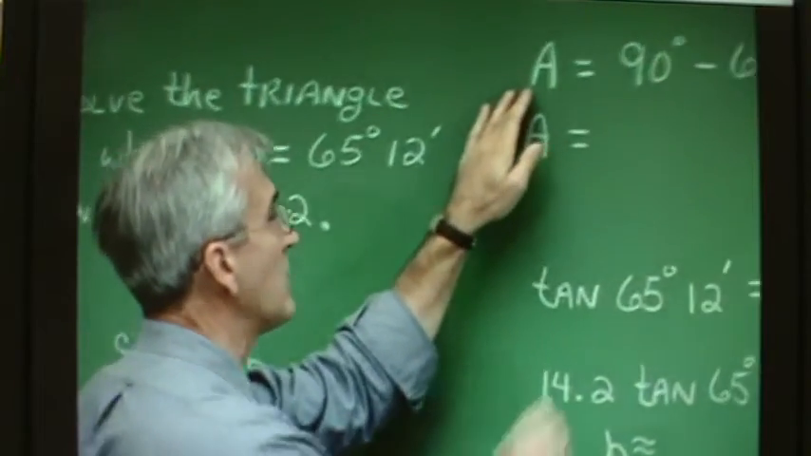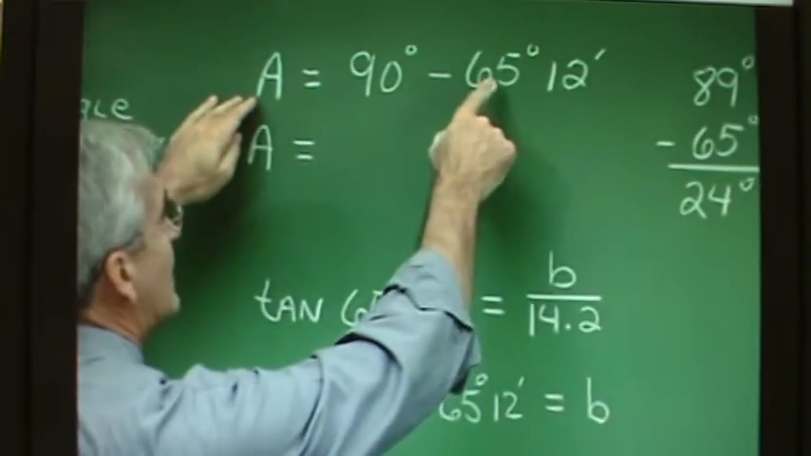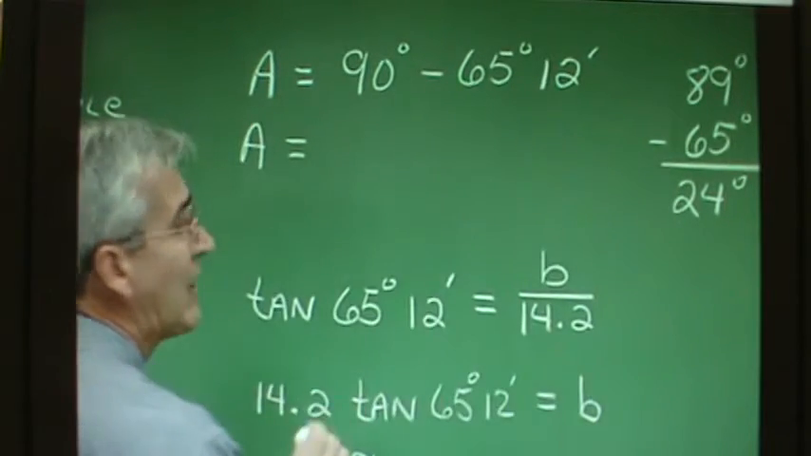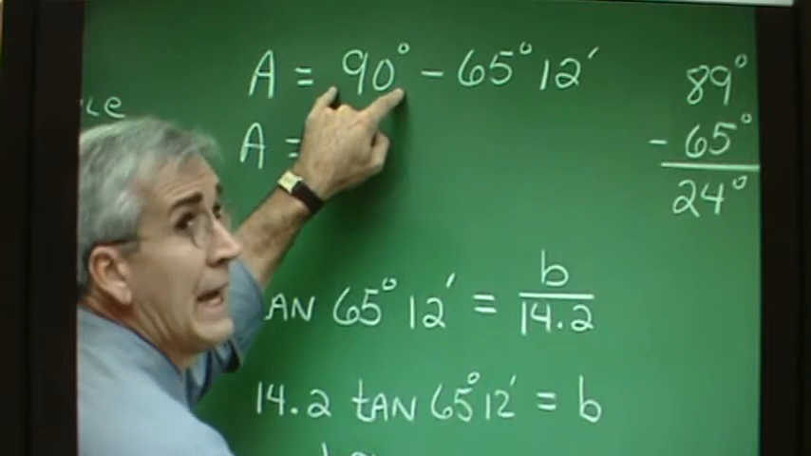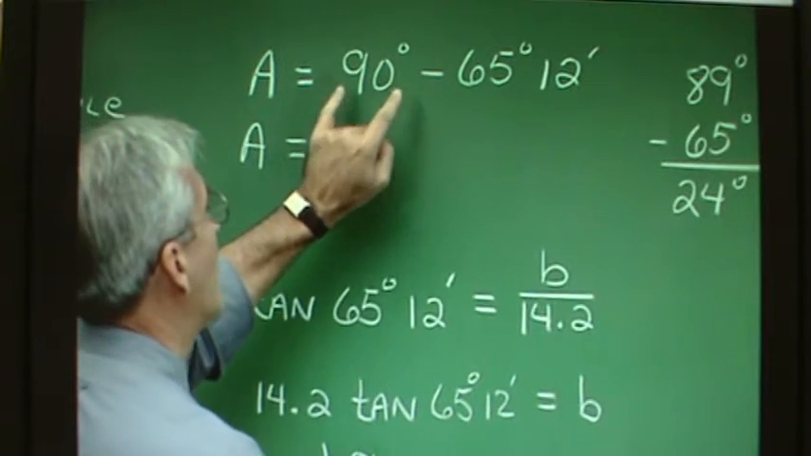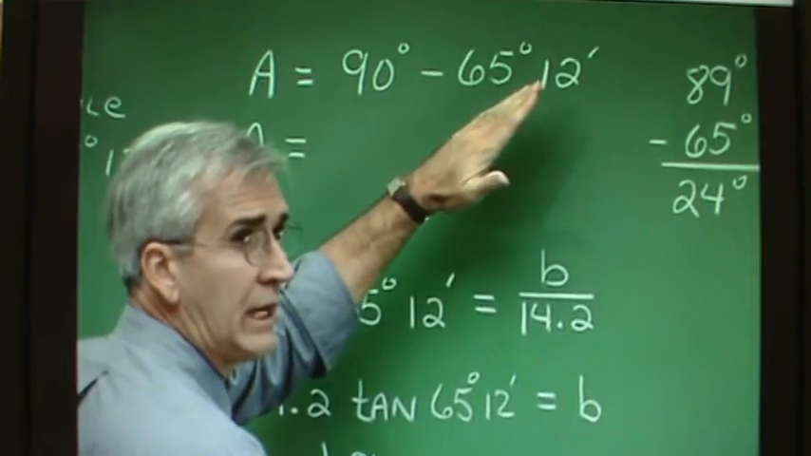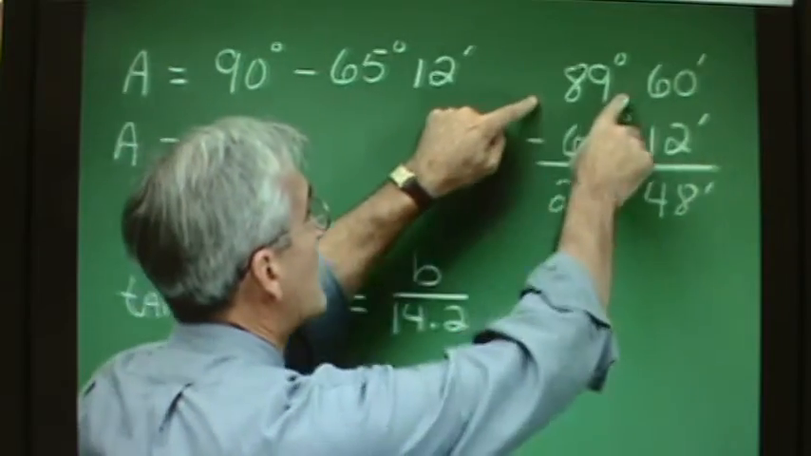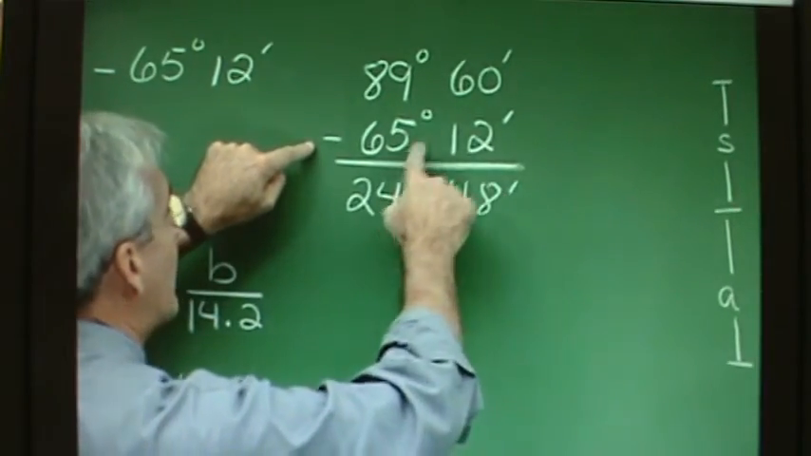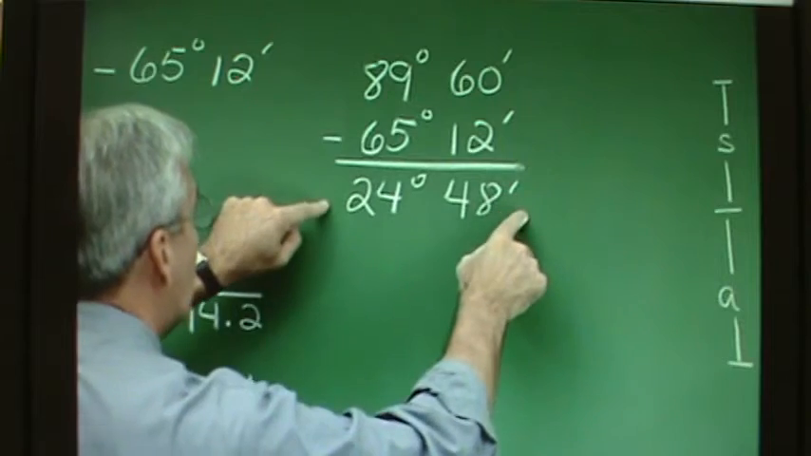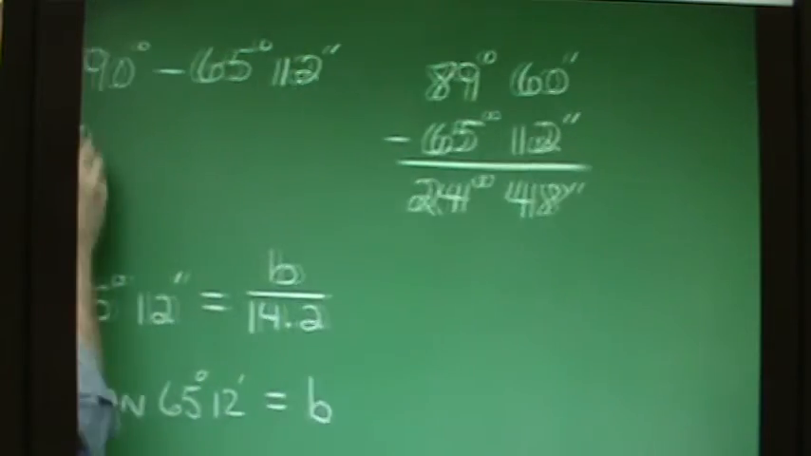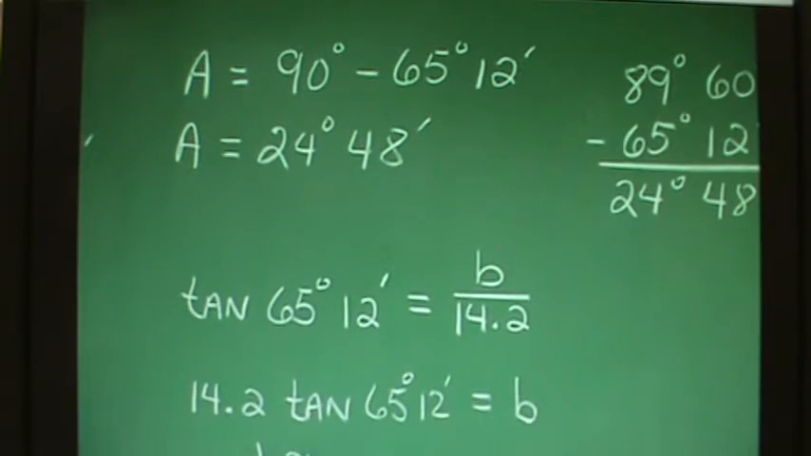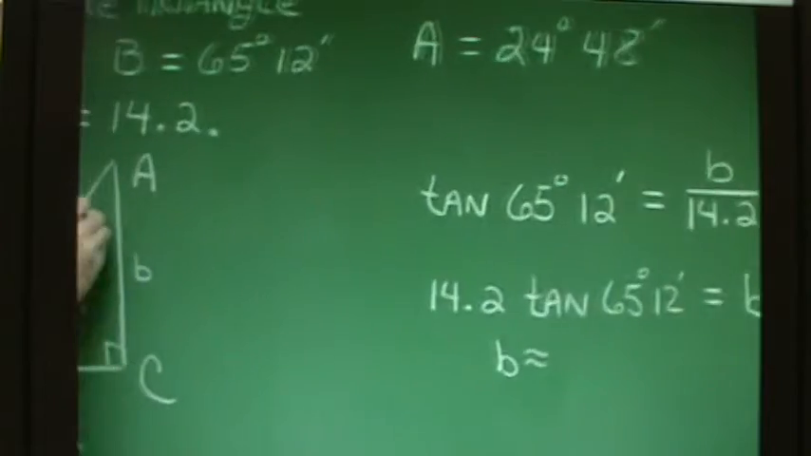Now, angle A is found by taking 90 degrees and subtracting 65 degrees 12 minutes. But in order to accomplish this subtraction, we actually end up borrowing from the 90 degrees. We think about this as 89 degrees plus one other degree, and that one other degree is really 60 minutes. So we think about it like this. It's 89 degrees 60 minutes, and we're going to subtract 65 degrees 12 minutes to get 24 degrees 48 minutes. So A is 24 degrees 48 minutes, and we transfer our information back to the problem. And we would probably put that information right here.